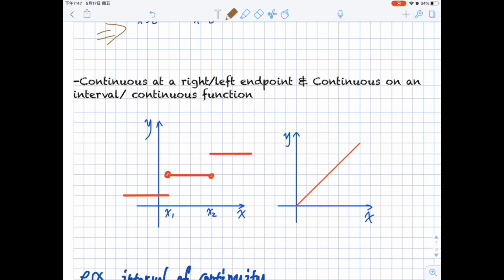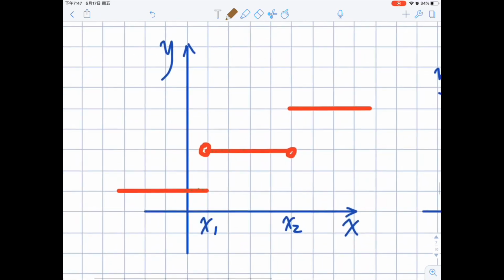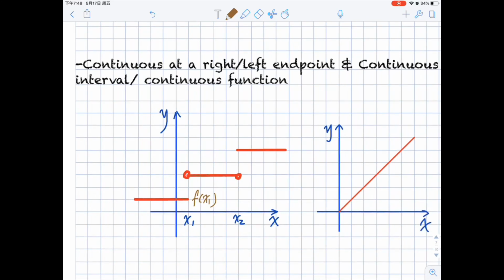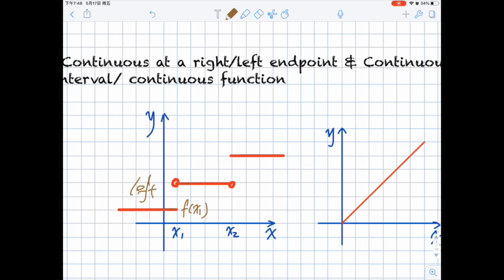However, sometimes a function can only approach its y value from one side. Let's see this right here. On the left side, the points approach the y value at x1. So this is actually approaching f of x1. However, the points on the right side are not. So it's only continuous at the left endpoint. Because this is the left side, it's only continuous at the left endpoint. For this one, it's easy to see it's continuous at the right endpoint.